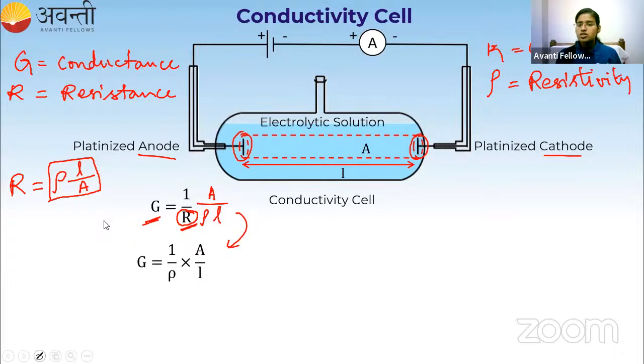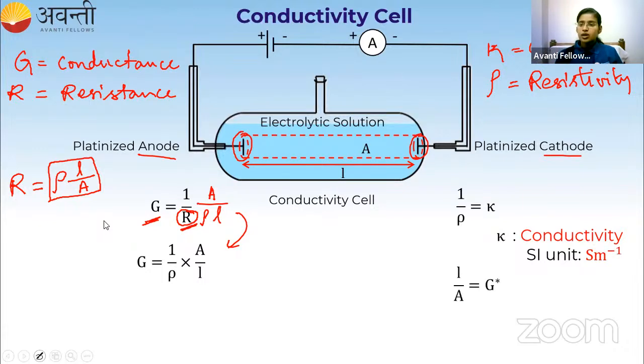Got it? So rho and kappa, these two are inversely proportional to each other, where kappa is the conductivity and the SI unit of conductivity is Siemens per meter. Okay, and also I'm going to give you one more relation. L by A is equal to G star, where G star is the cell constant and its unit is meter inverse. So L by A is called G star.